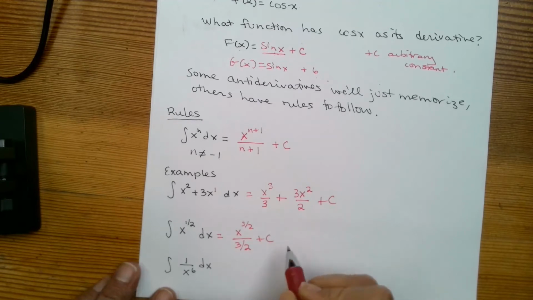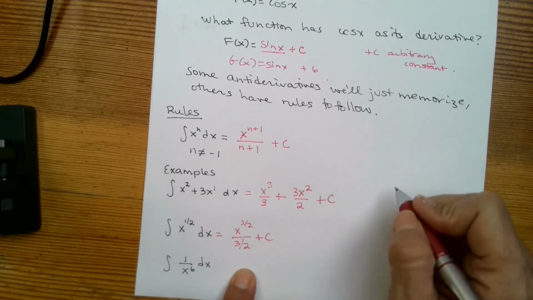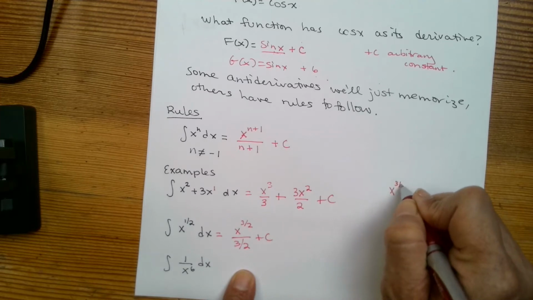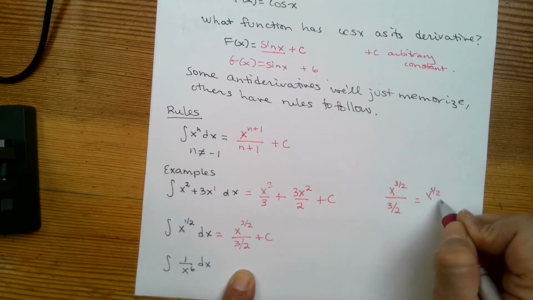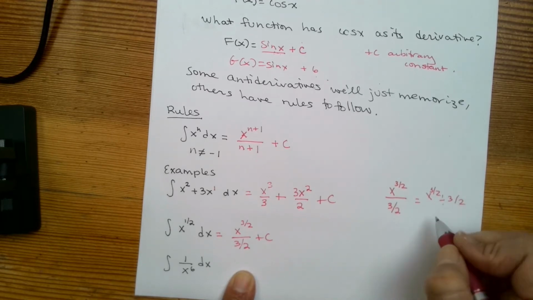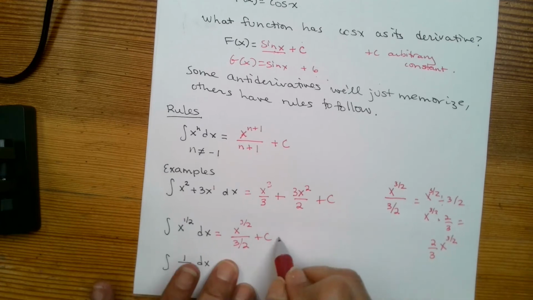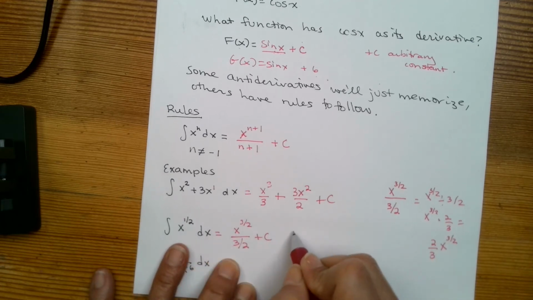And then this right here, I want to show you what I actually do. We're dividing by a fraction. I'll show you up here so that you're convinced. So x to the 3 halves divided by 3 halves. When you divide by a fraction, the second one flips and multiplies. So what this really is equal to is 2/3 x to the 3 halves. So we're just doing the antiderivative.